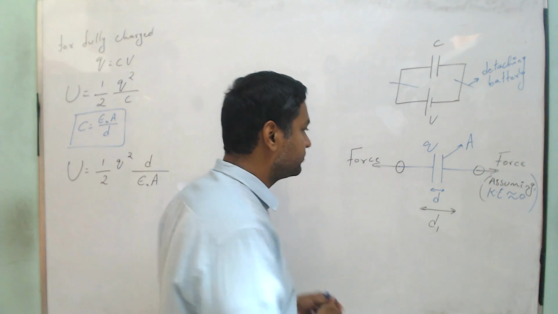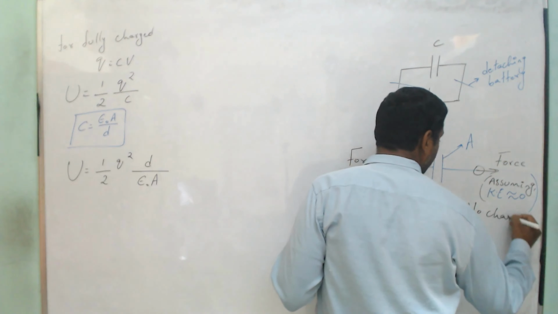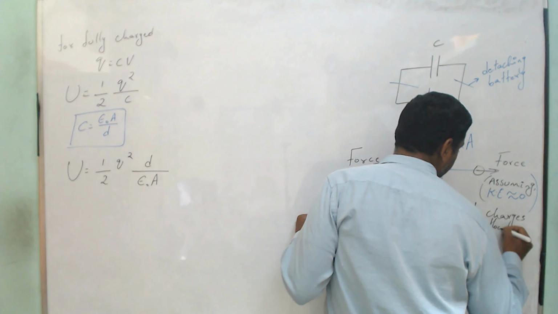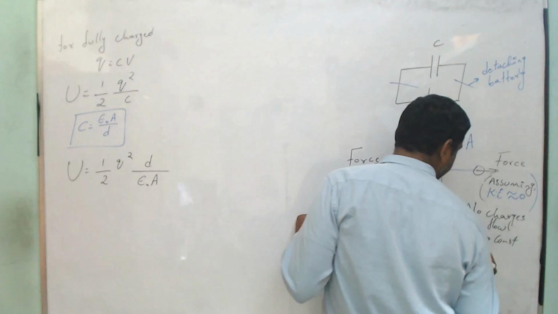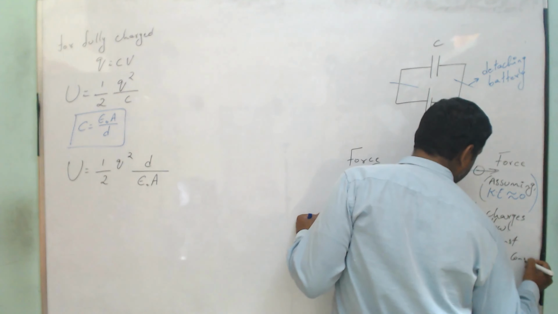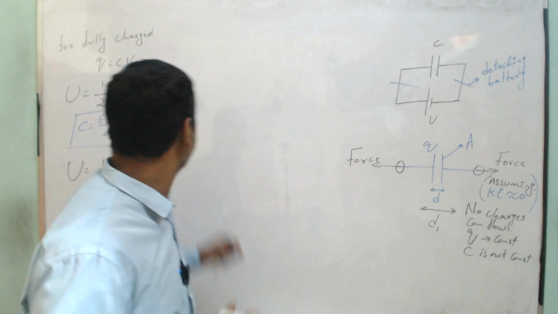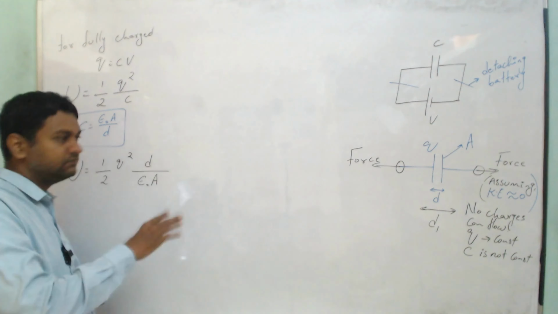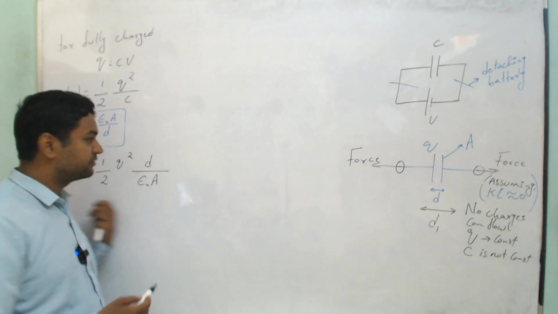Yes, sir. So my observation is no charges can flow. Therefore, my Q is constant. But my capacitance is not constant, because epsilon naught A by D, right? Yes, sir. We will come over there. There is stuff to be done over there. But first, let me finish this point.